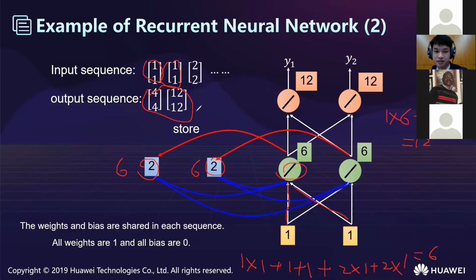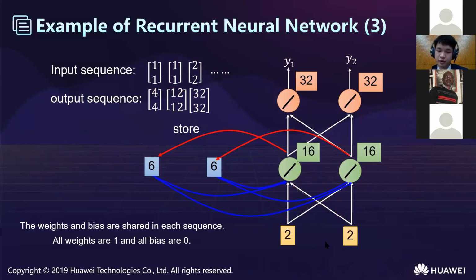Can you understand? Yes. So that is how the recurrent neural network deals with a sentence. The recurrent neural network is suitable for sentences or voice, because a sentence has a lot of words. We need to put all the words into the recurrent neural network. Okay, and then if we input 2 here, it will get 32. I will not show you.